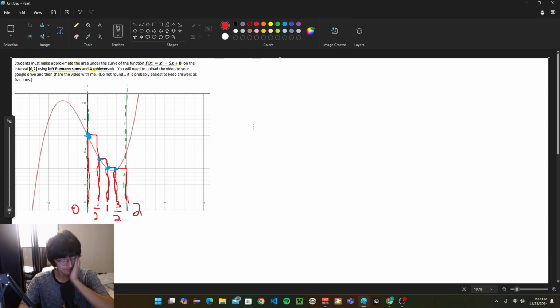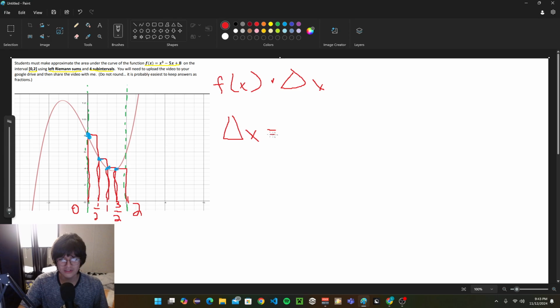Okay, so now we have to find the area. So basically the area is f of x times delta x. So how do you find delta x? To find delta x, you want to look at your interval. So it's 0 and 2. So you do 2 minus 0 over how many subintervals you have. So here is just 4. So this is just 2/4, which is essentially just 1/2. So that's our delta x.